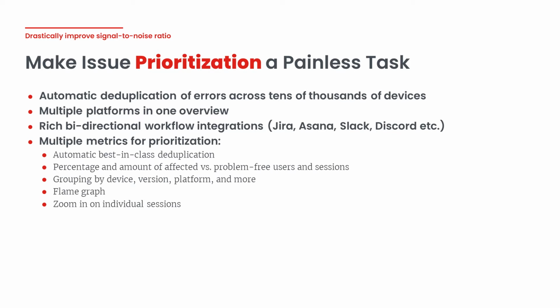First of all, the automatic best-in-class deduplication, percentage and amount of affected versus problem-free users and sessions, grouping by device, version, platform, and many more attributes, flame graph to inspect particularly problematic code, the ability to zoom in to individual sessions, and finally, aggregation of millions of reports with minimal lag.